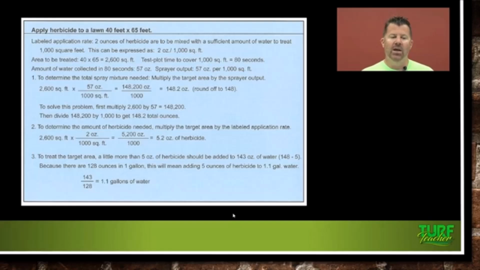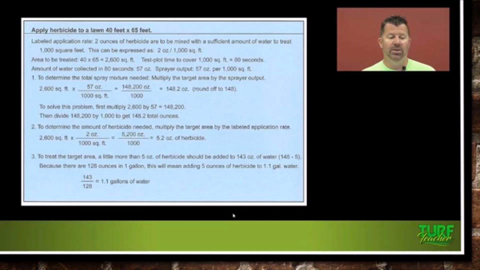To determine the total spray mixture needed, multiply the target area by the sprayer output. So we have 2,600 square feet. We're going to multiply it by 57 ounces per 1,000 square feet equals 148,200 ounces per 1,000 square feet, which you divide by the 1,000 gives you 148 ounces. Round off to 148. And notice that we're rounding down, not up. Always apply just that little bit less than bumping up, because you don't want to spray more than is required.